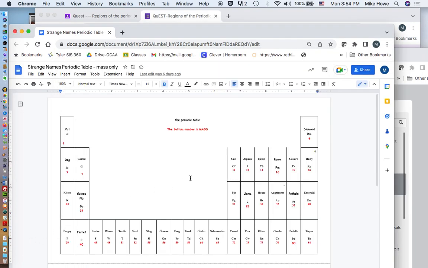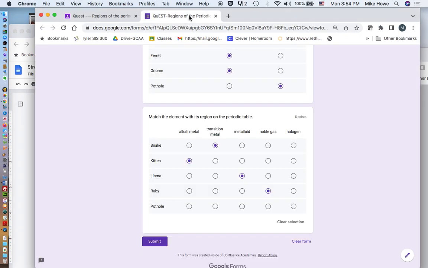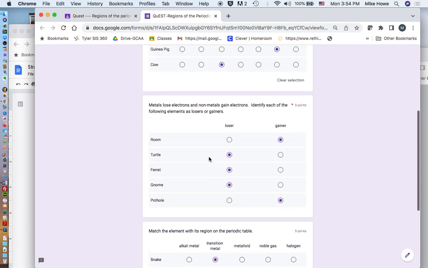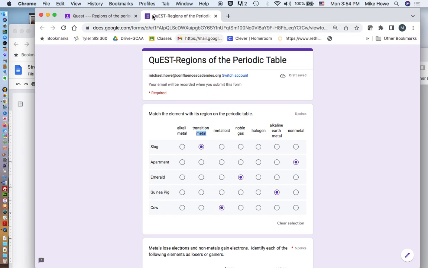All right, so that's how you do the region section of the periodic table. It helps to have that assignment out probably. All right, then you hit submit and you ace the test. So that's the review for the regions of the periodic table.